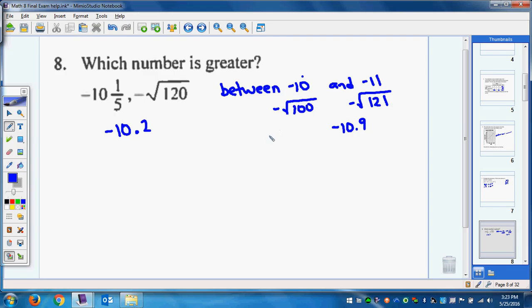Which number is greater? And this is where some students make mistakes. Negative 10.2, is that greater than or is that less than negative 10.9? That is greater than. Big greater than sign. Crocodile, so on.